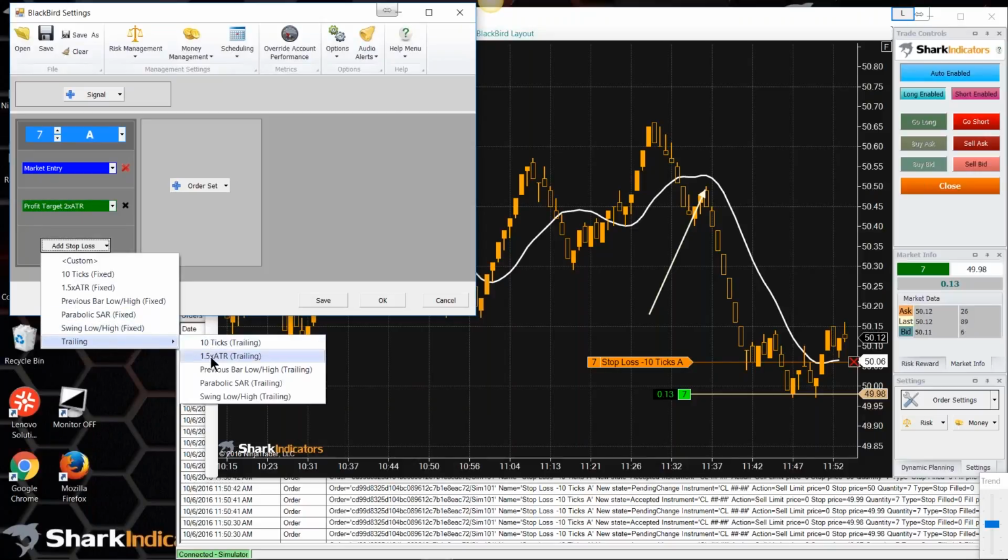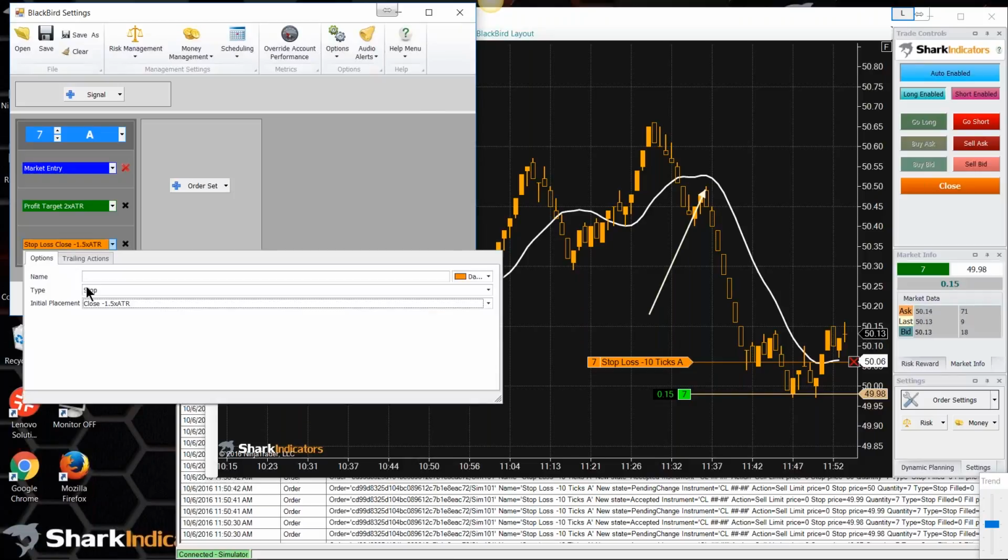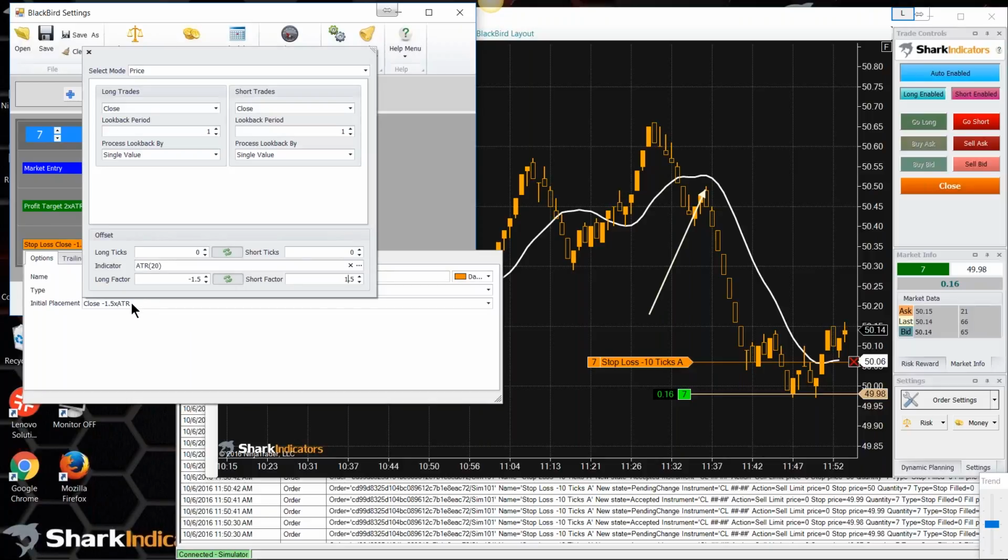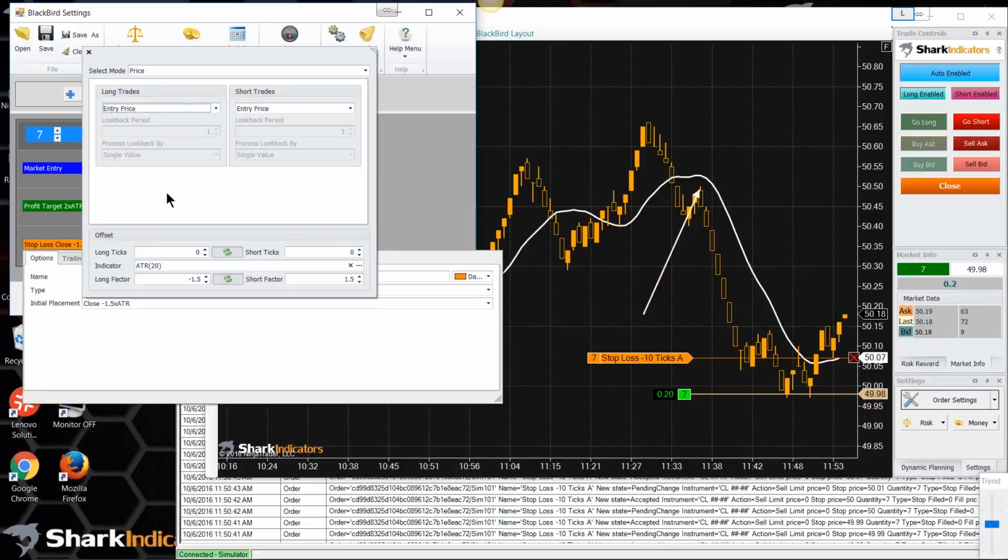And so again, if we want to use a trailing ATR, we can select this trailing ATR. For some reason this trailing ATR is based off of the closing price versus the entry price. So if you want to use the entry price, you can just go and change it to the entry price. Just like that. So now it's a 1.5 ATR based off of the entry price.